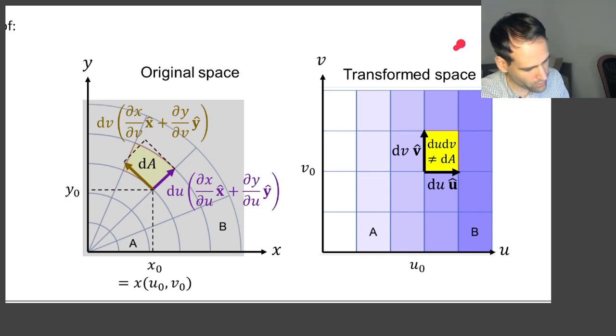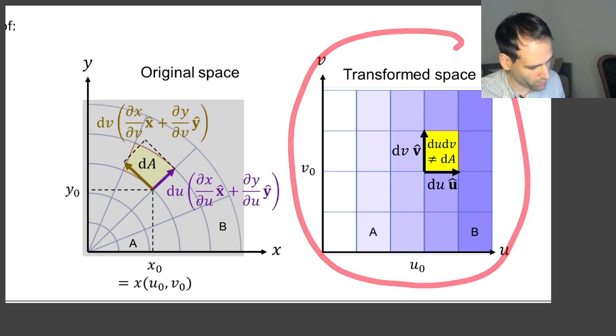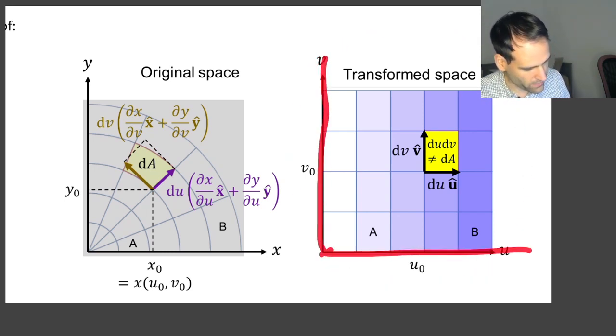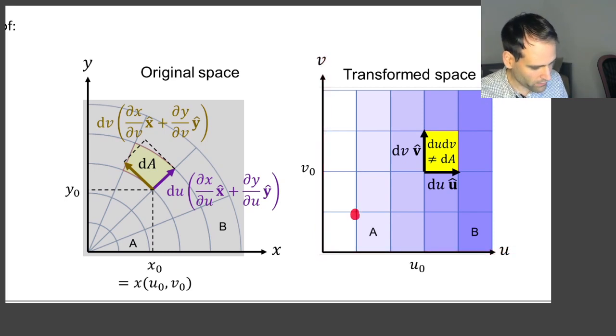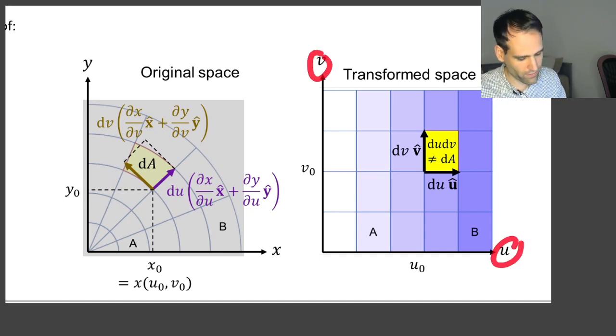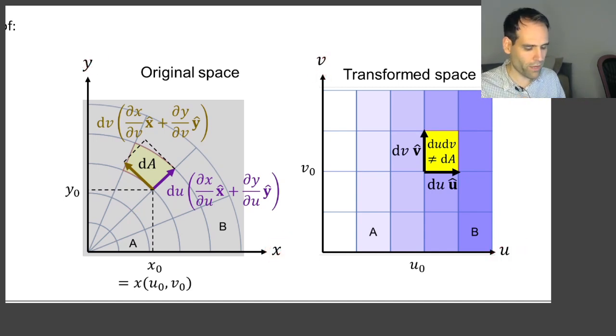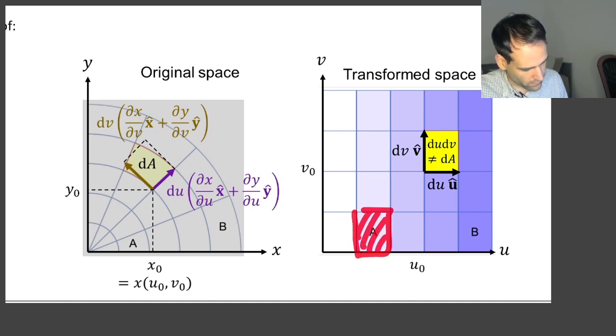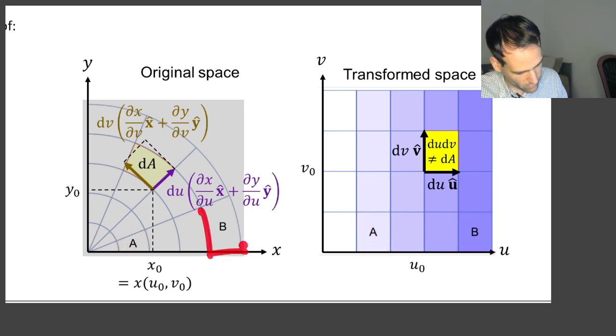Okay, let's imagine we are in the transform space. So now our axes are u and v. So each point in this space would map to a given point in the original space, right? So every value of u and v corresponds to a value of x and y. Therefore, we can do a mapping, right? So for example, this square A is mapped into this square A, and this square B is mapped into this square B.